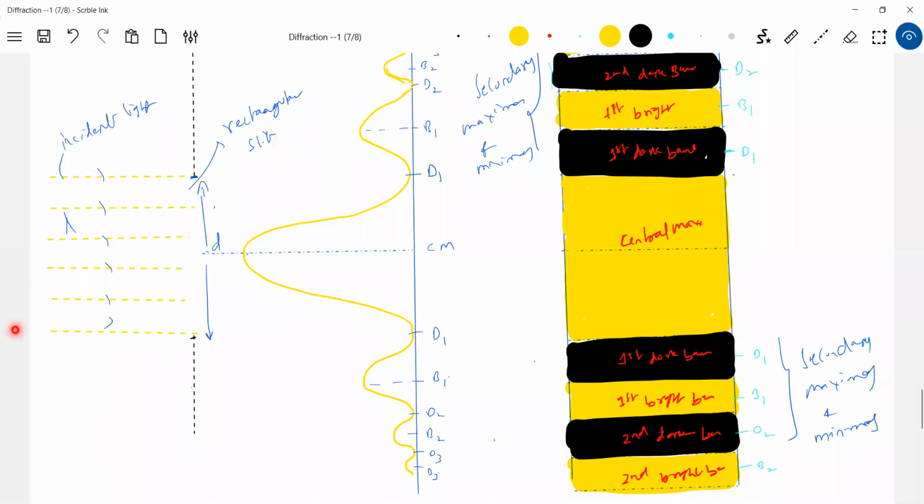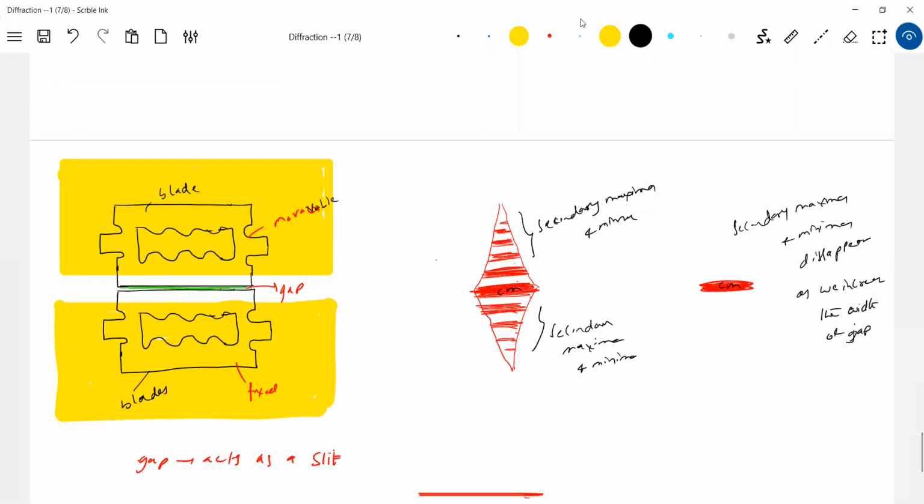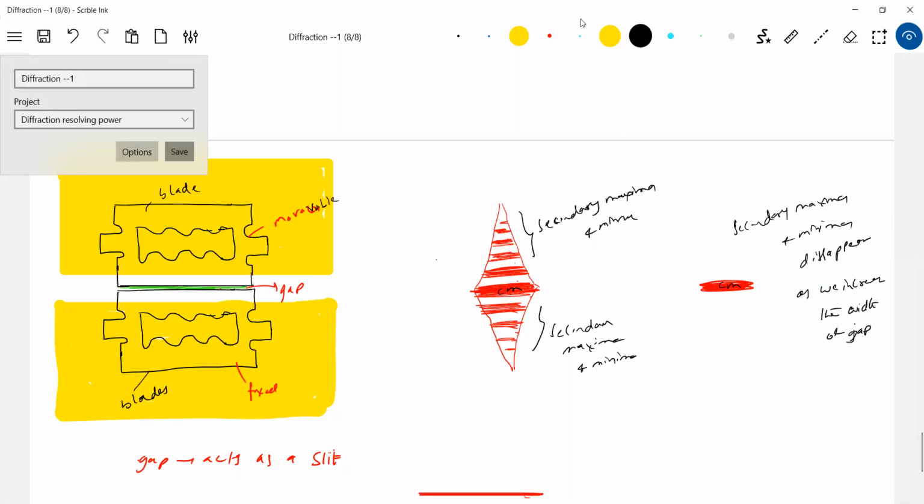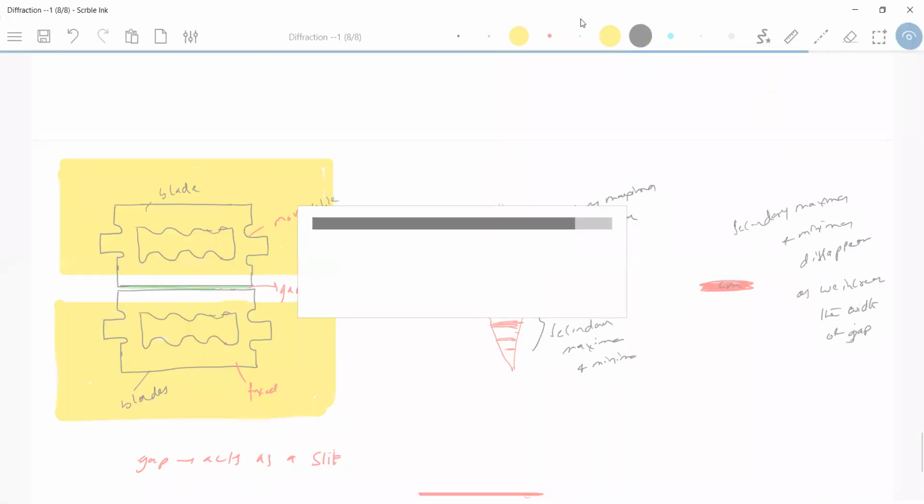Tomorrow we'll continue. You have to experiment. I'm telling you this, otherwise you are missing a very good thing. If you keep one more blade nearby, making two gaps, you can see the YDSE pattern. First do it for one, then try for two. Tomorrow I'll continue from here. Today was just an introduction.